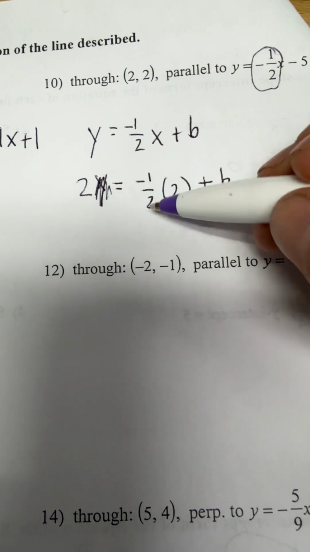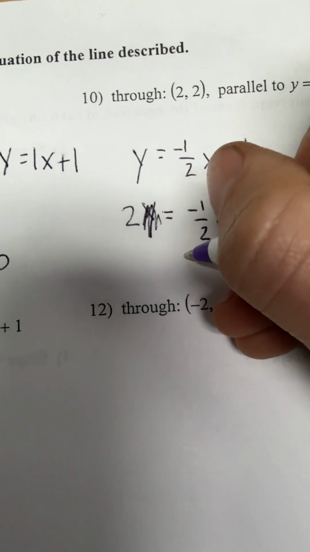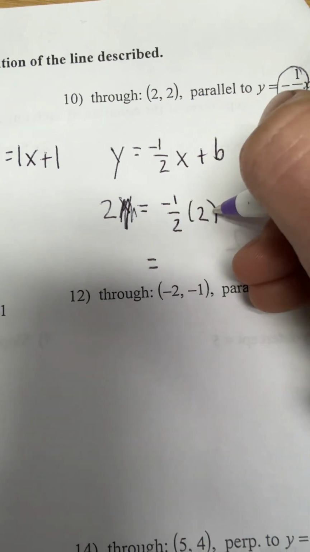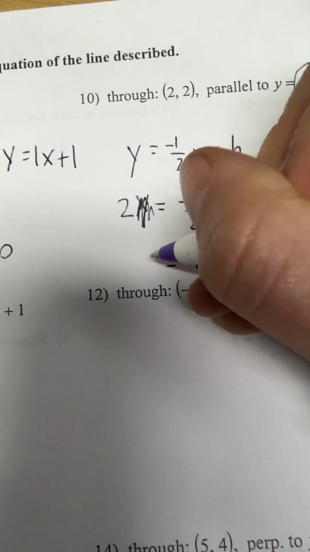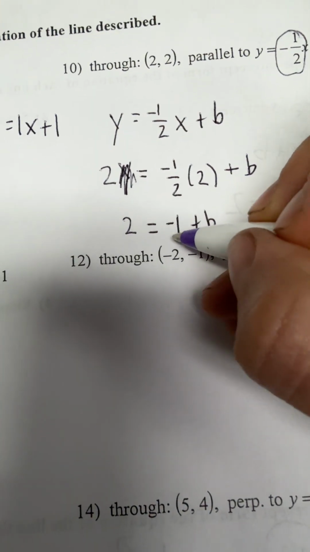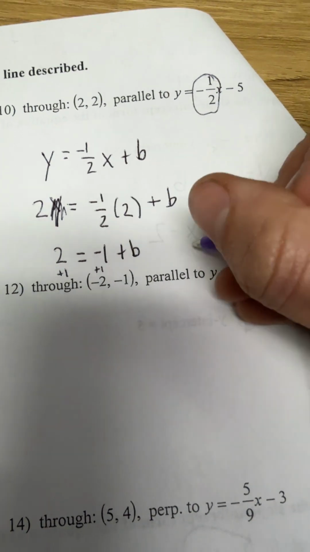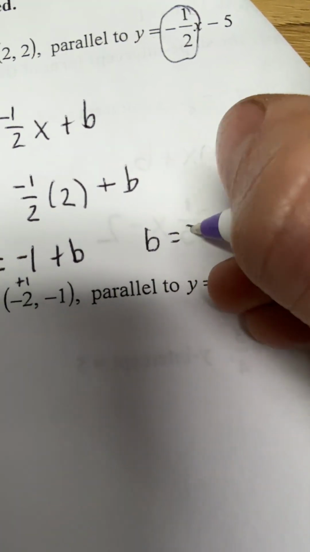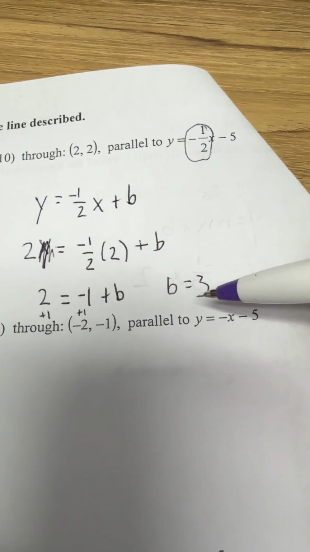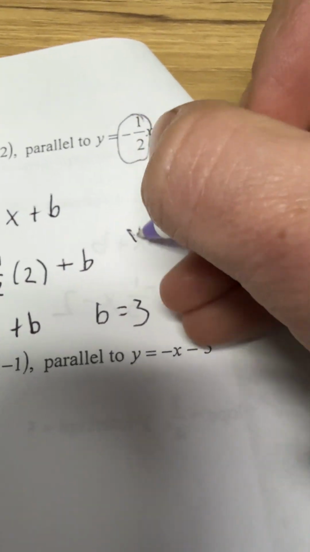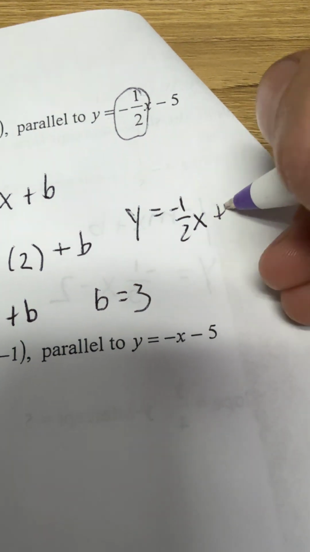All right, what's negative 1/2 times 2? That's going to give me a negative 1. And you could just do that in your calculator. That's a negative 0.5 times 2. All right, that's going to give me a negative 1. Okay, and then I'm going to add 1 to both sides. And I get b equals 3. So my final answer is I know my slope has to be this, and my b has to be that. So I'm going to get my final answer of y equals negative 1/2 x, and then plus 3.